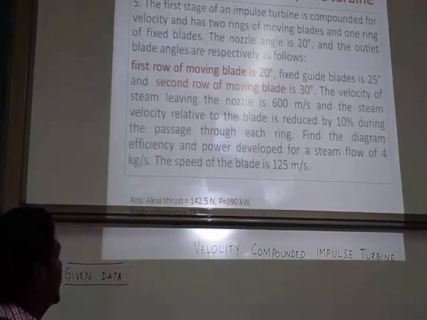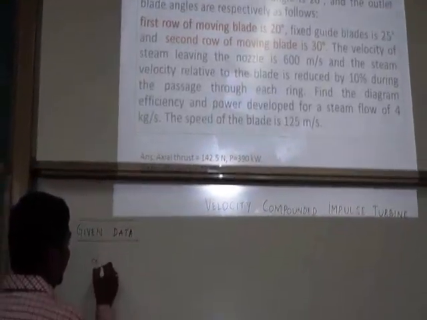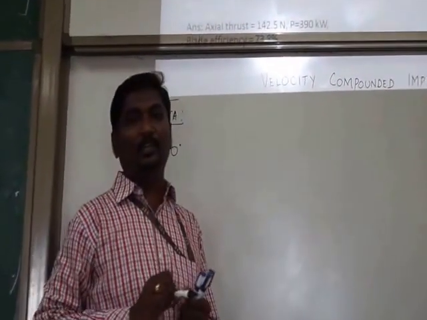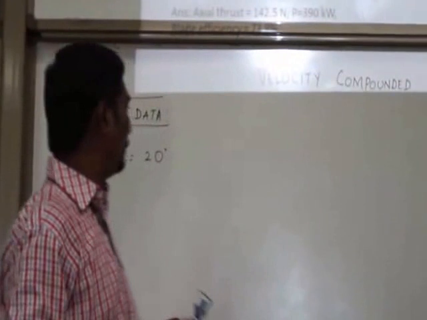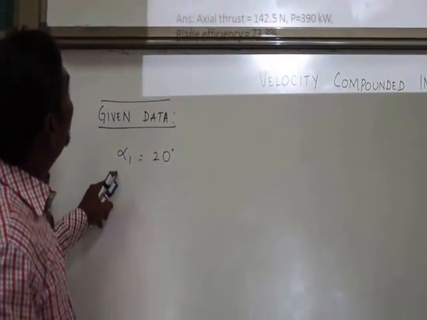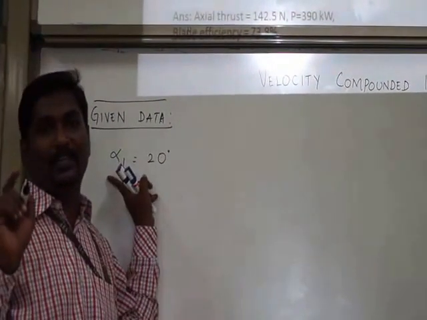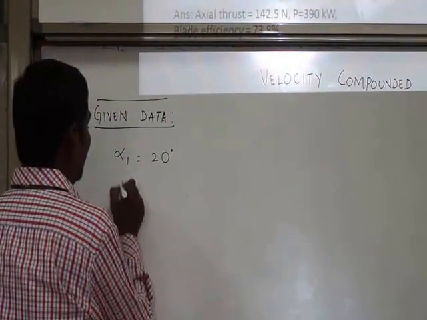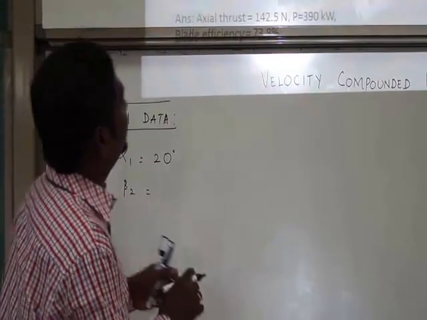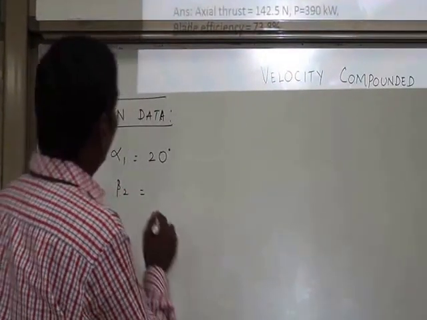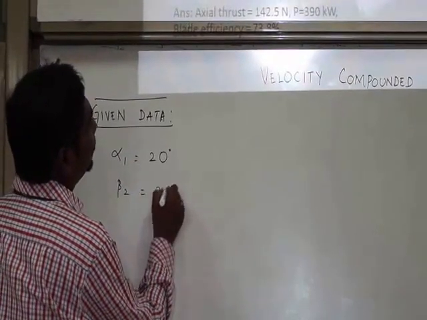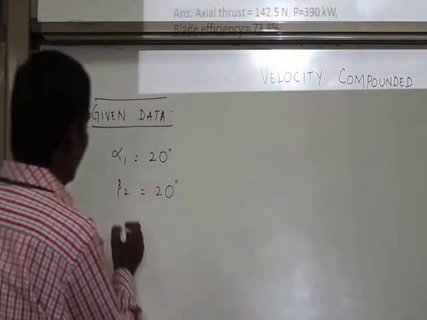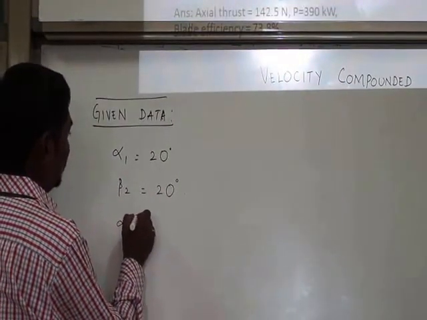The nozzle angle is 20 degrees. Alpha 1 is 20 degrees. This is the angle with which the fluid is going to enter into the first stage of the moving blade. Then the outlet blade angle. Blade angle is represented by beta; if it is outlet, then it is beta 2. The outlet blade angle of the first row of the moving blade is 20 degrees, and the fixed blade angle is alpha 1 dash.